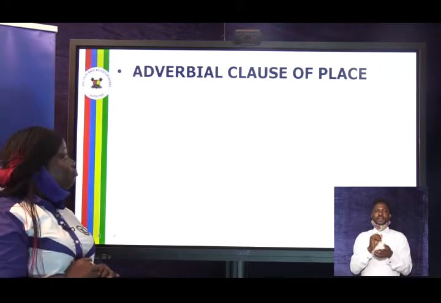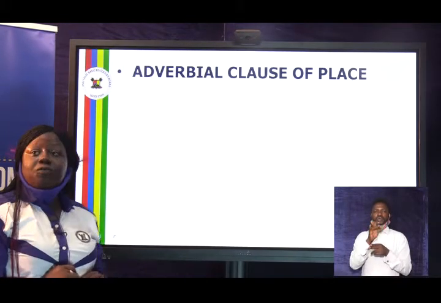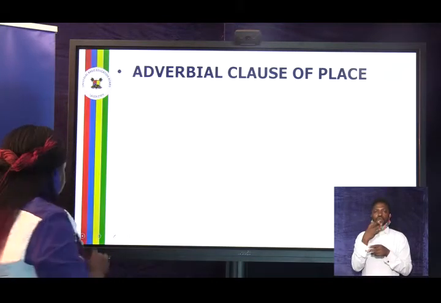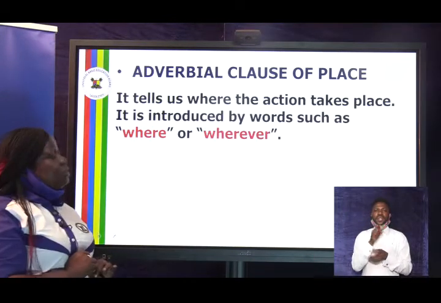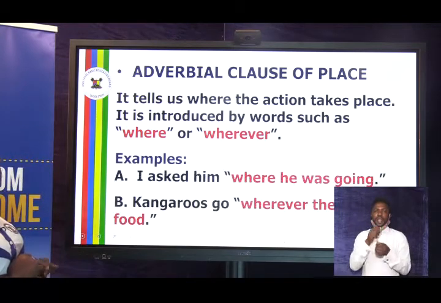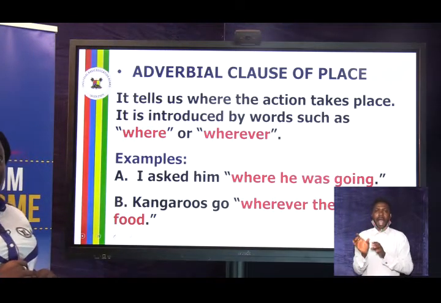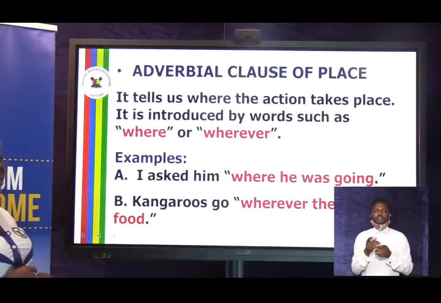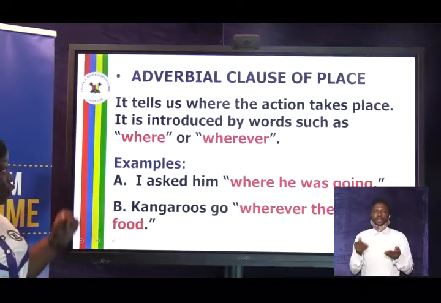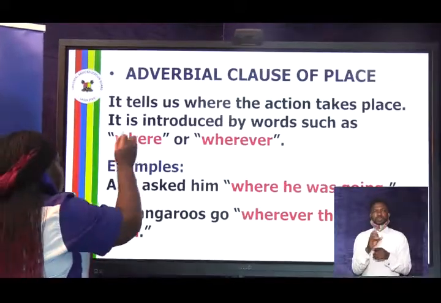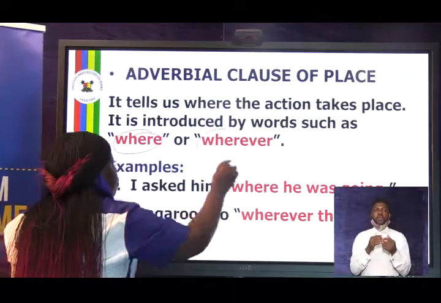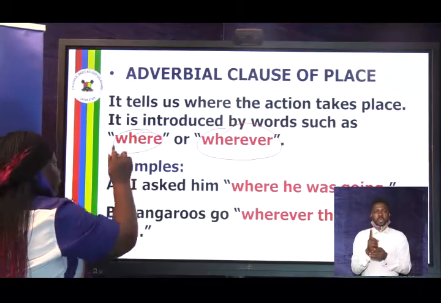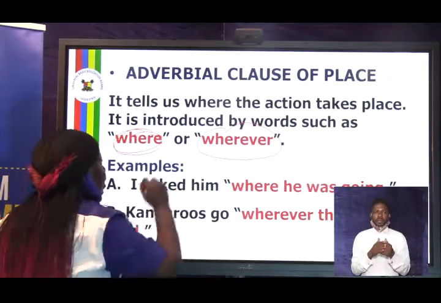Another type is the adverbial clause of place. This is telling us about where an action takes place. It tells us where the action takes place. And it is introduced by words such as where or wherever. Let's repeat it together: where or wherever.